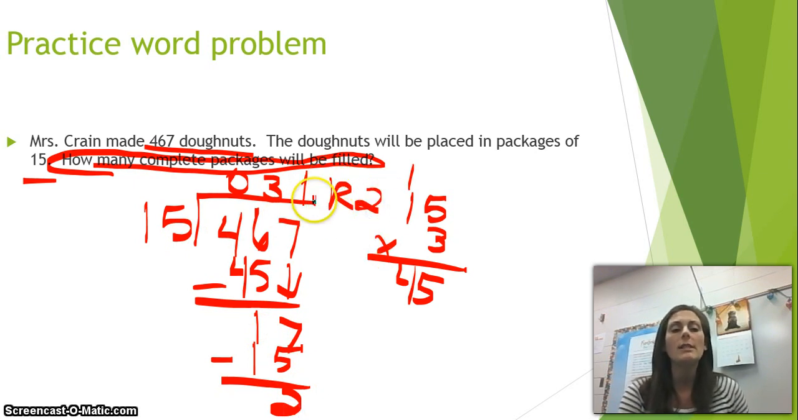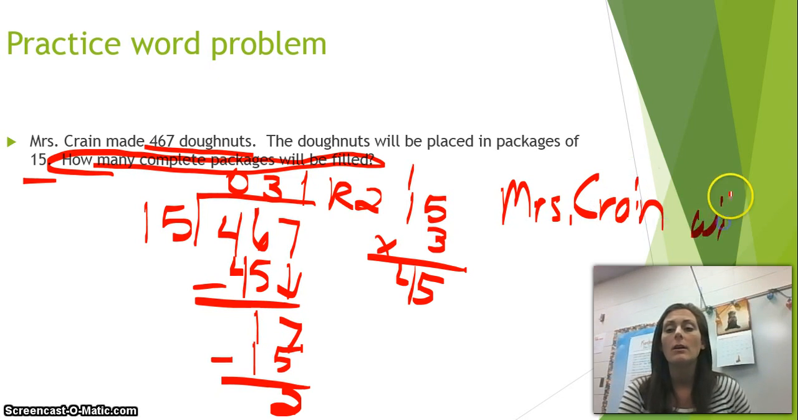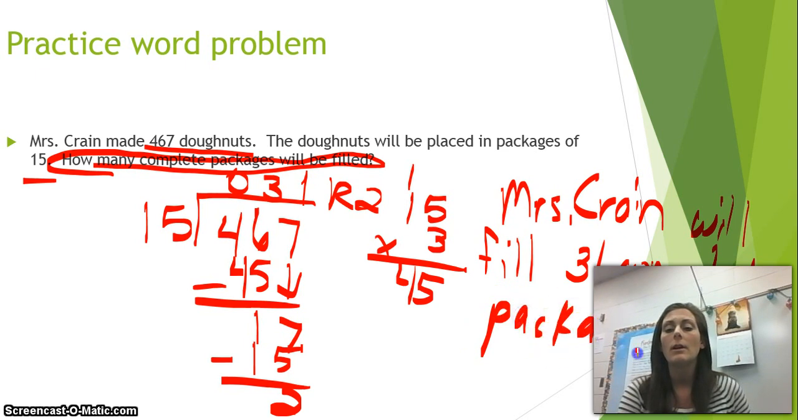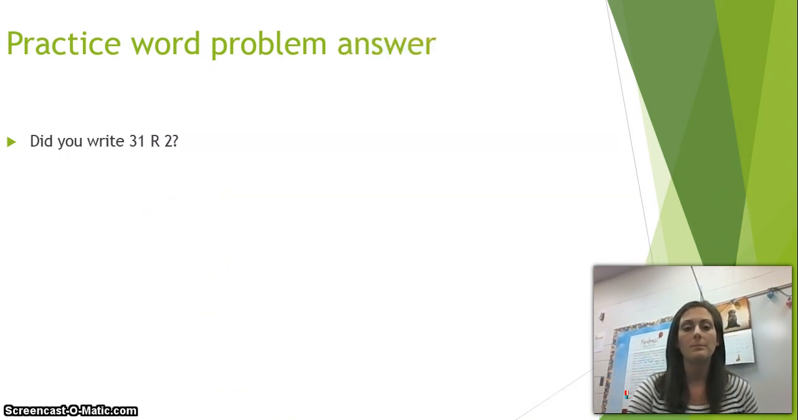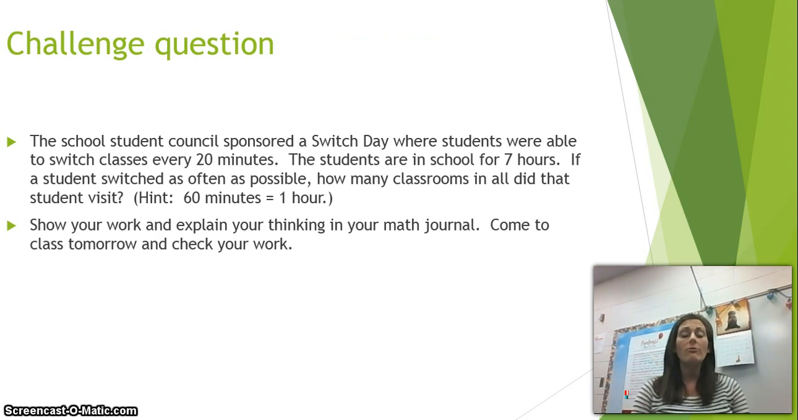But we need to look at the question. It says how many complete packages will be filled. So Mrs. Crane will fill 31 complete packages of donuts. And 31 remainder 2, but that's not the answer. It's actually she'll fill 31, won't she? And now we're ready for your challenge questions.